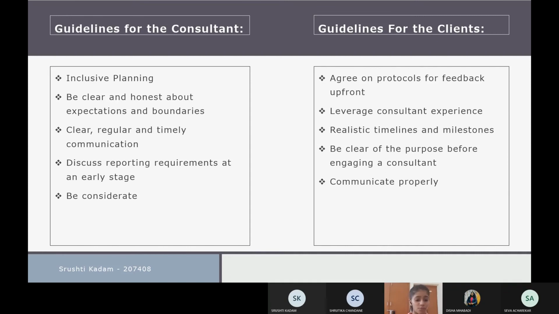Consultants manage multiple jobs concurrently, making it crucial that planned timelines and milestones are realistic and achievable. Fourth, be clear of the purpose before engaging a consultant. One should be clear on the purpose, scope, deliverables, and boundaries of the project before engaging a contractor. Communicate openly. The client must communicate any issues that arise with the consultant in a transparent manner, whether they are internal issues or concerns about the contract.